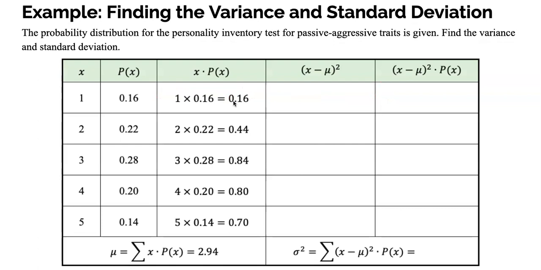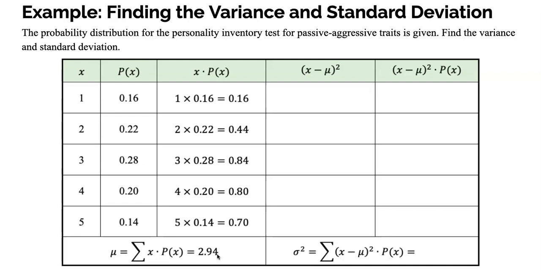Now take a look at that very same inventory test. Let's find the variance. This is where we stopped for the mean of the distribution. We found that the mean was 2.94, right? We did all that work before, and we got the mean to be 2.94. We're going to continue filling out the rest of this big table to calculate the variance by hand.